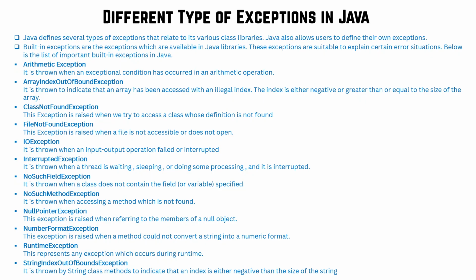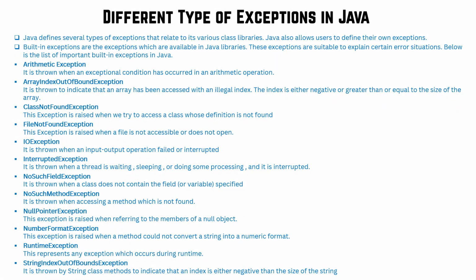FileNotFoundException: if the file got removed or renamed, it will throw the error. IOException: if an input or output operation fails or is interrupted, it will throw this. InterruptedException is thrown when a thread is waiting, sleeping, or doing some processing and is interrupted. That part will be covered in the thread part. In case you are trying to use a thread which is not working, in idle mode, it will give that error called interrupted exception.